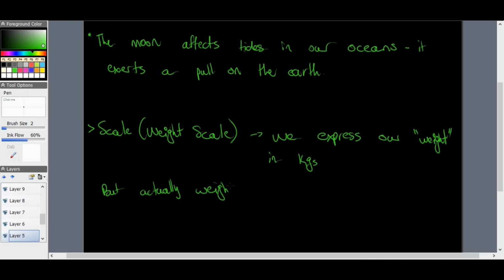Okay, so weight is measured in newtons. Okay, N. So just write the word here. In other words, what's measured in kgs is actually not weight, but mass. When you stand on a scale, you're actually measuring your mass and not your weight.